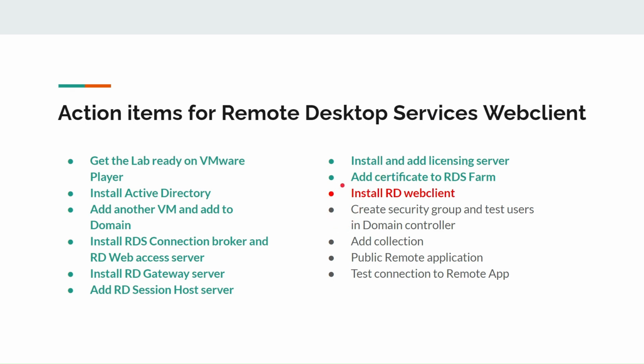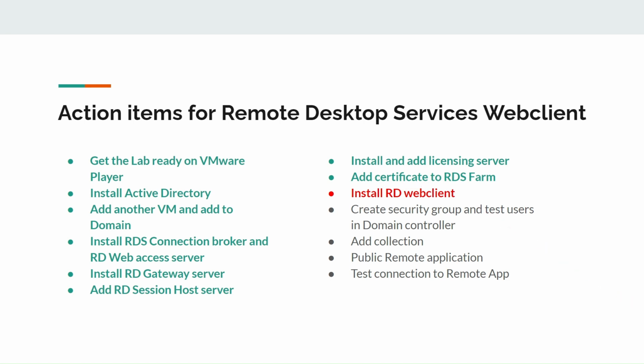In this video, I'm going to install RD web client. In the previous videos, we have already prepared our lab on VMware Player and we have two VMs, one with Active Directory and licensing server. The other server has RDS services and all the roles installed. In the last video, we created a certificate from the certificate authority and installed the certificate on the RDS farm.